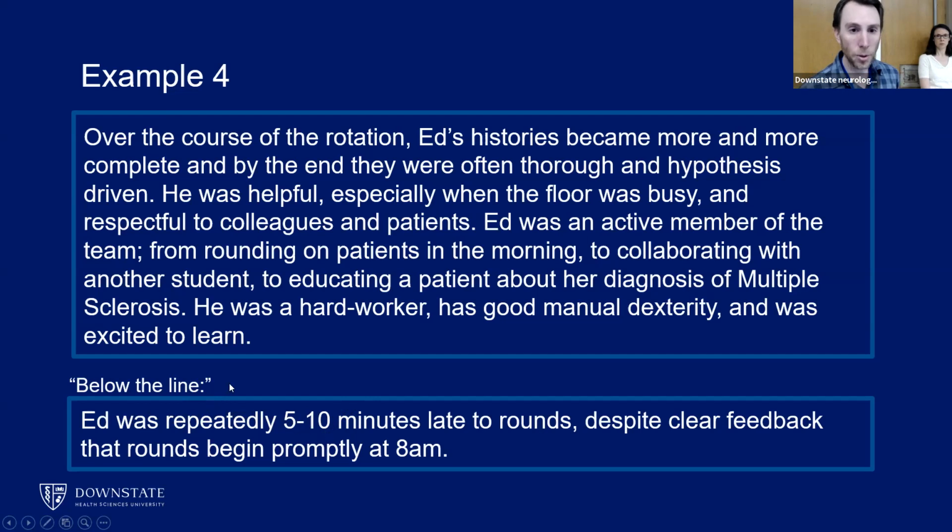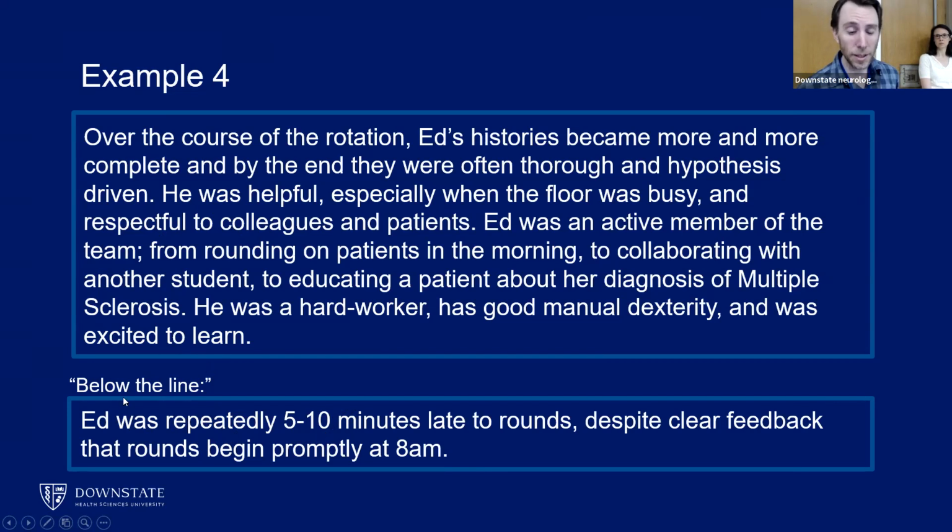So above the line is often going to be word for word in the MSPE, so it's quite important. Below the line does not appear in the MSPE. So this is really just for the clerkship director, for the dean's office, and for the student to recognize that maybe this is something they need to improve. And if it's a recurring problem, then it becomes an issue.